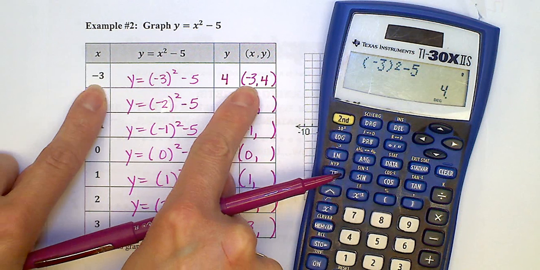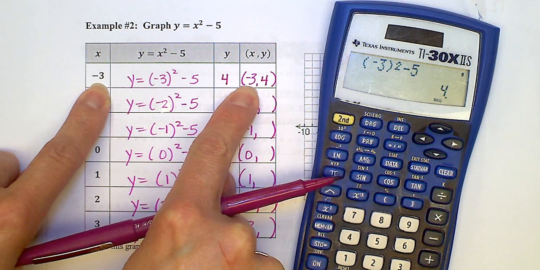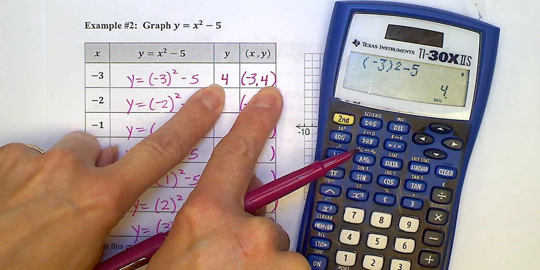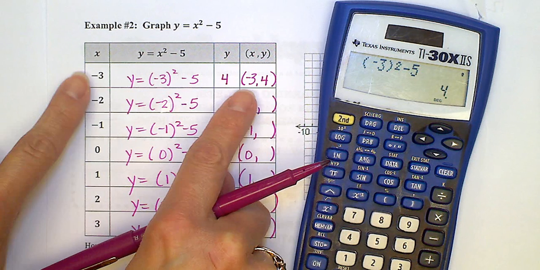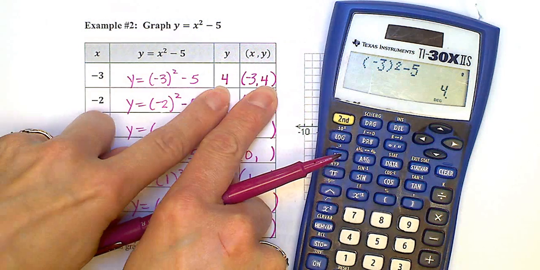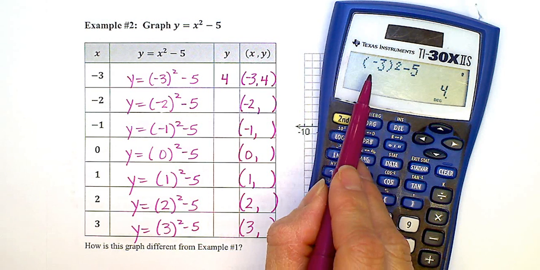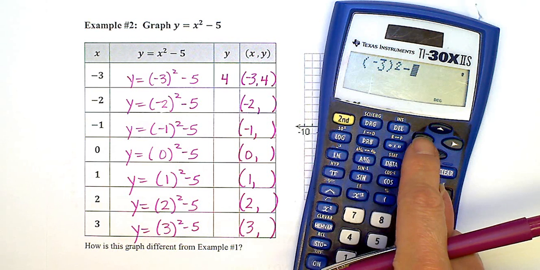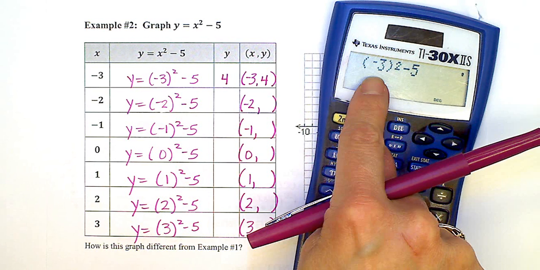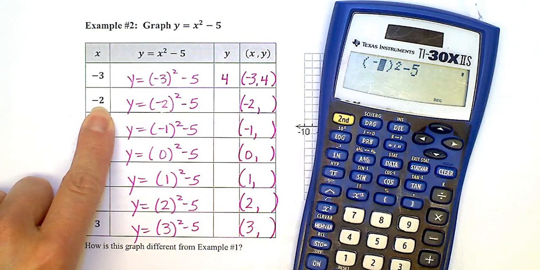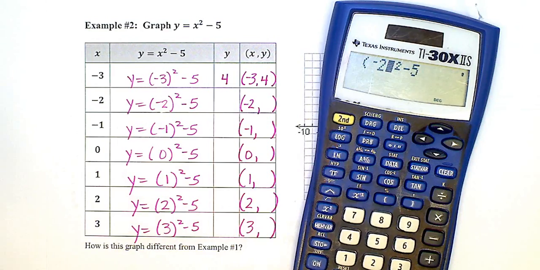-3 is what I plugged in for X, and 4 is the answer that I got when I hit enter. So we're going to take -3 and 4, and that's going to be the ordered pair we're going to graph. Now, do not clear your calculator. Just arrow over top of that -3 and make it a -2, and then you can just hit enter, so you don't have to keep retyping it.